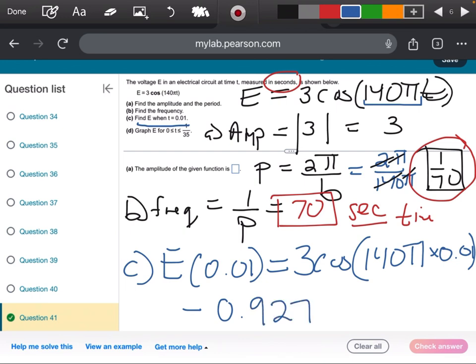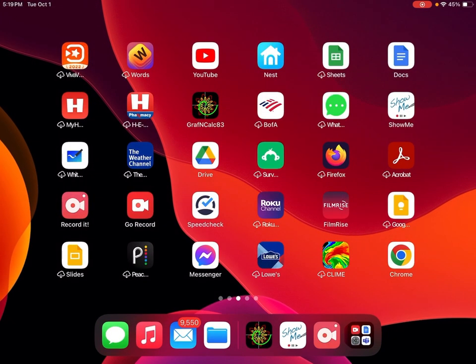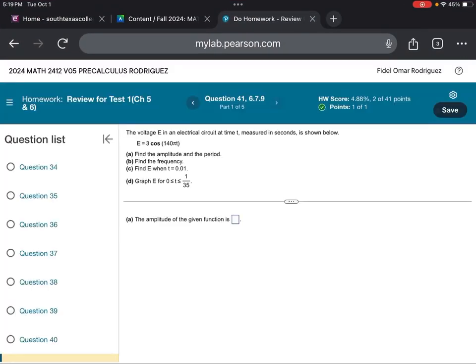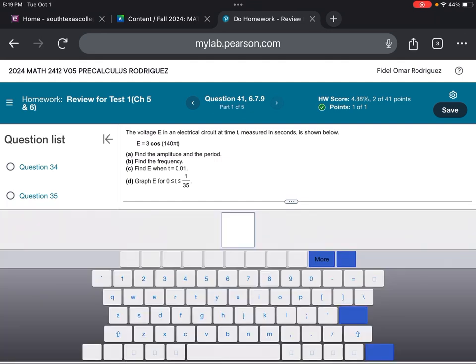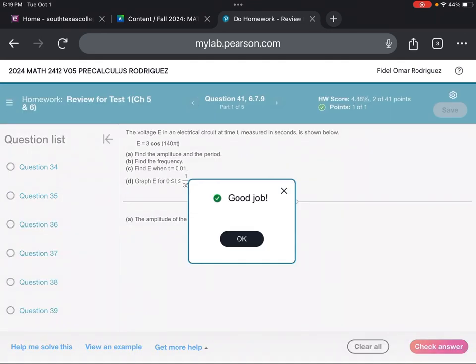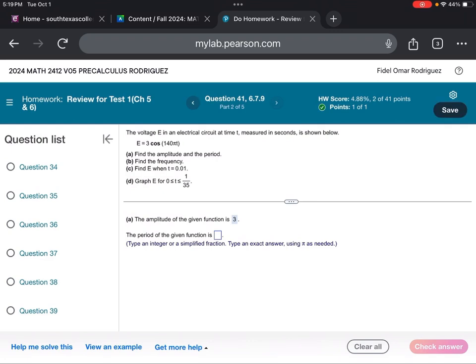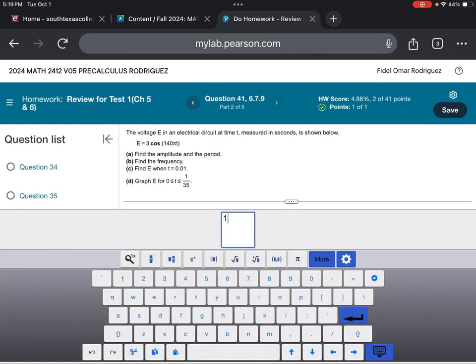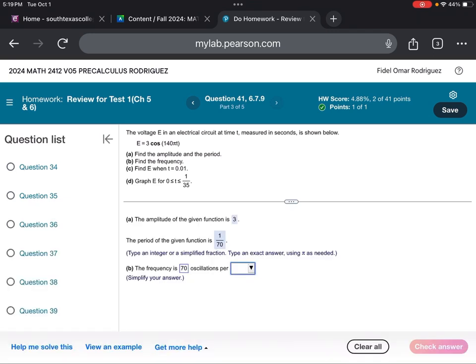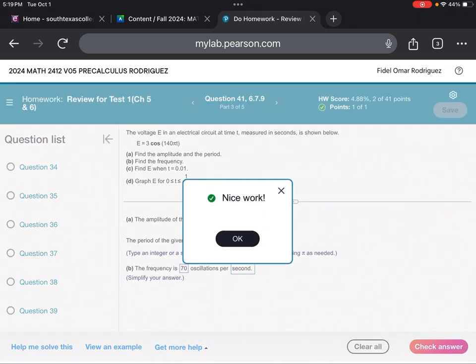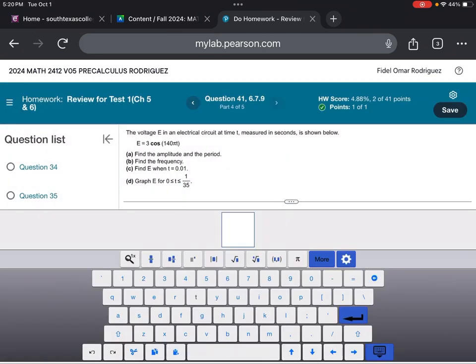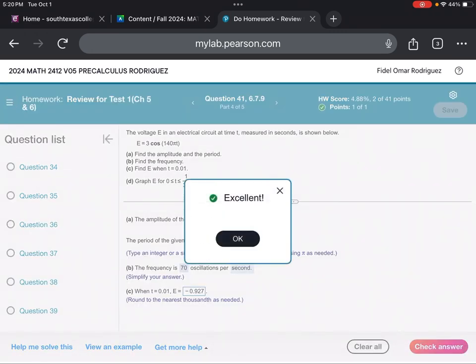Y'all, what I'm going to go ahead and do is enter these answers into my problem, okay? So let's come back here. Let me get my problem going here. Here we go. We said our amplitude was 3, okay? We said our period was 1 over 70, so let's enter that in, okay? We said our frequency was 70, this is per second, okay? Here we had a negative 0.927, okay? Enter that in, okay?